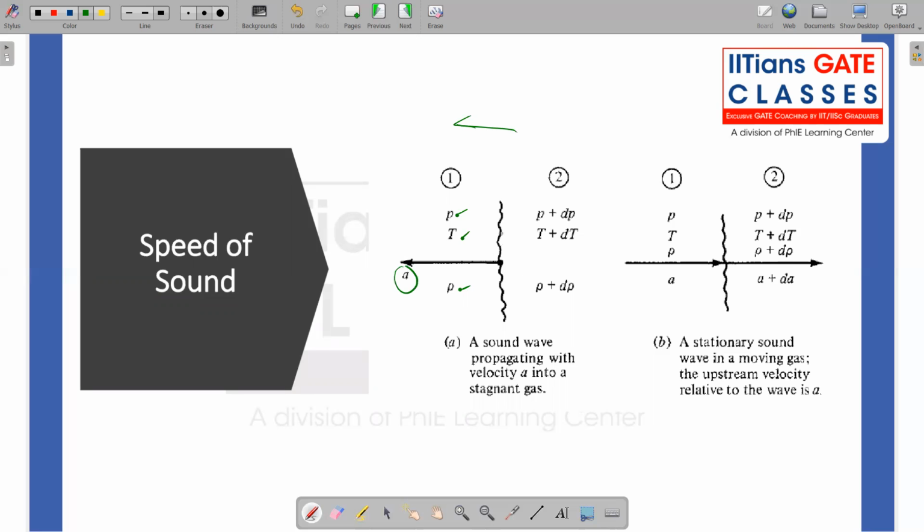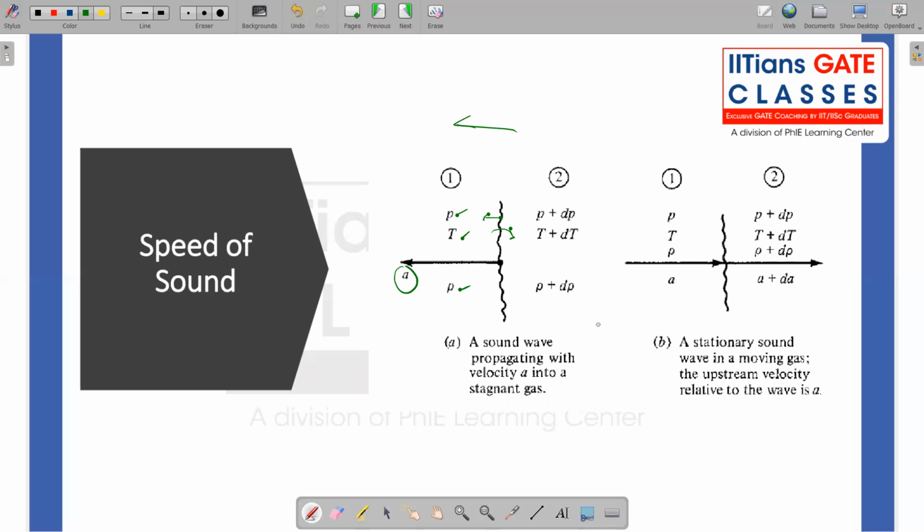The moment a wave passes through a medium, immediately behind the wave the properties will change, right? It's kind of a weak shock wave. We can treat it in that way. Across the wave, there is a change in properties, like P becomes P plus dP. So there's a small change in pressure, a small change in temperature, and a small change in density.